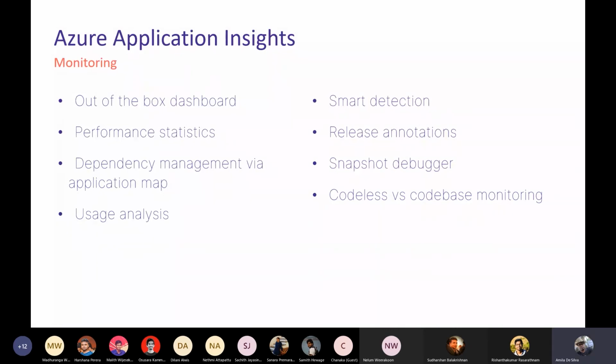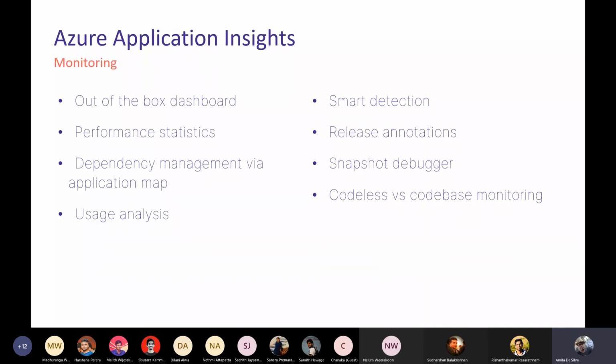Release annotations are basically, it can tag when you do a deployment, it tags these releases. So if your application is suddenly slow or misbehaving, you can easily track it back to a release tag. It would make your life much easier. And snapshot debuggers are basically, when something happens, it preserves the debugging information, which you can use later on.